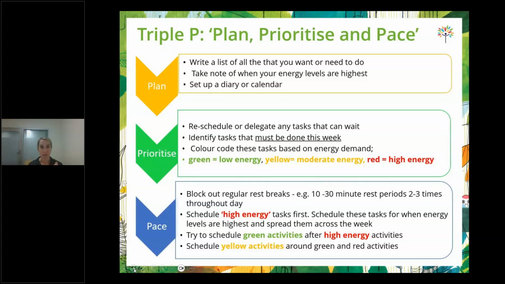I then get different coloured highlighters and go through that list of tasks that have to be done this week and colour code them based on energy demand. So that energy demand can be both cognitive demand as well as physical, so thinking about both. And thinking on each of those tasks, are they a low energy activity, so they don't need too much cognitive or physical energy, we colour code them green.